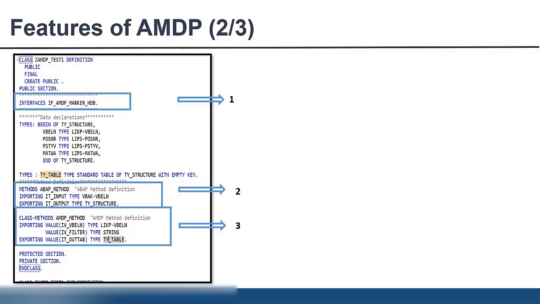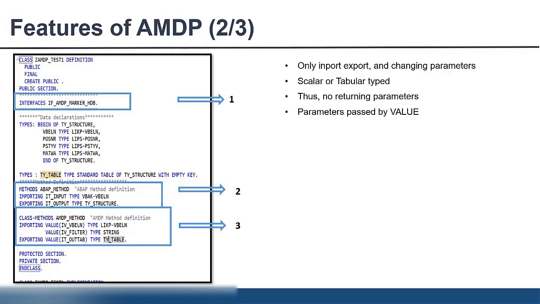So when you create an AMDP method, there are some restrictions. For an AMDP method, you can have importing, exporting and also changing parameters. You can have scalar or tabular types, but there is no returning parameter for an AMDP method. And you have to remember that parameters for an AMDP method are always pass by value.